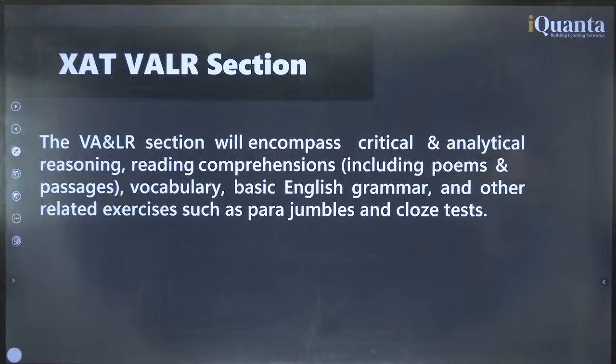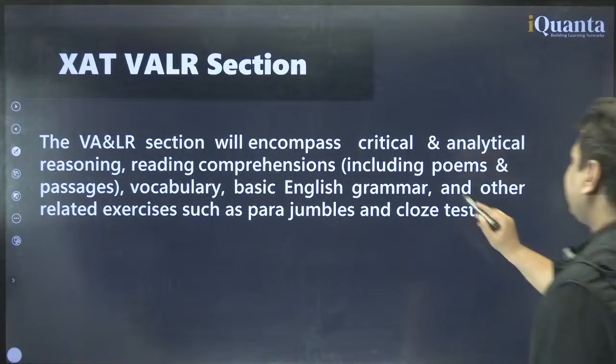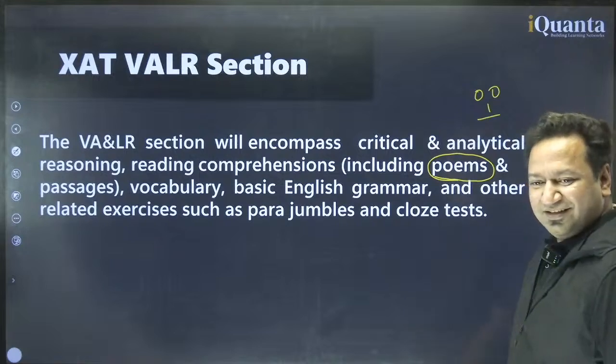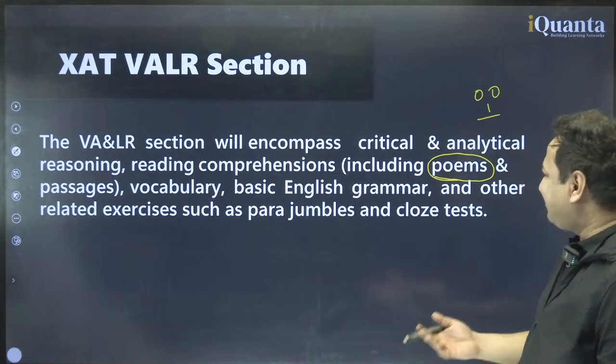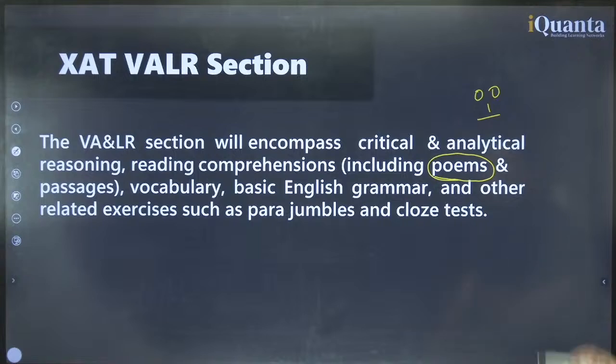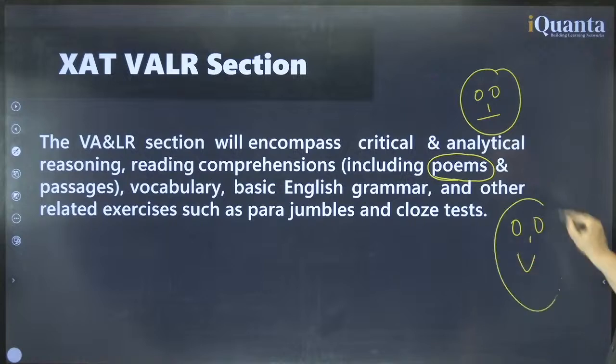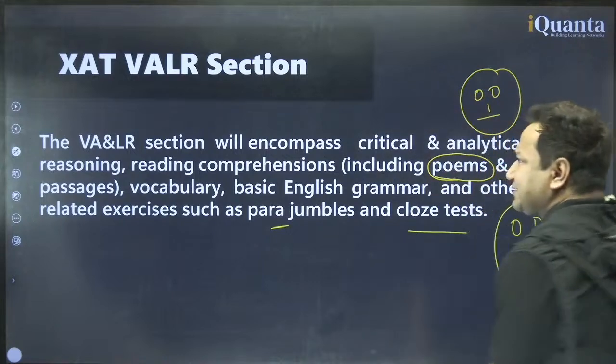So let us go to the sections one by one. First is VALR. This will encompass critical and analytical reasoning, reading comprehensions, including poems and passages. Now, this is something totally weird, isn't it? In other exams like CAT, we don't have poems, but here we have poems. It's weird for some, but I feel very happy about it. I'll be discussing one poem also today. And passages, vocabulary, basic English grammar, and other related exercises such as para jumbles and cloze tests.